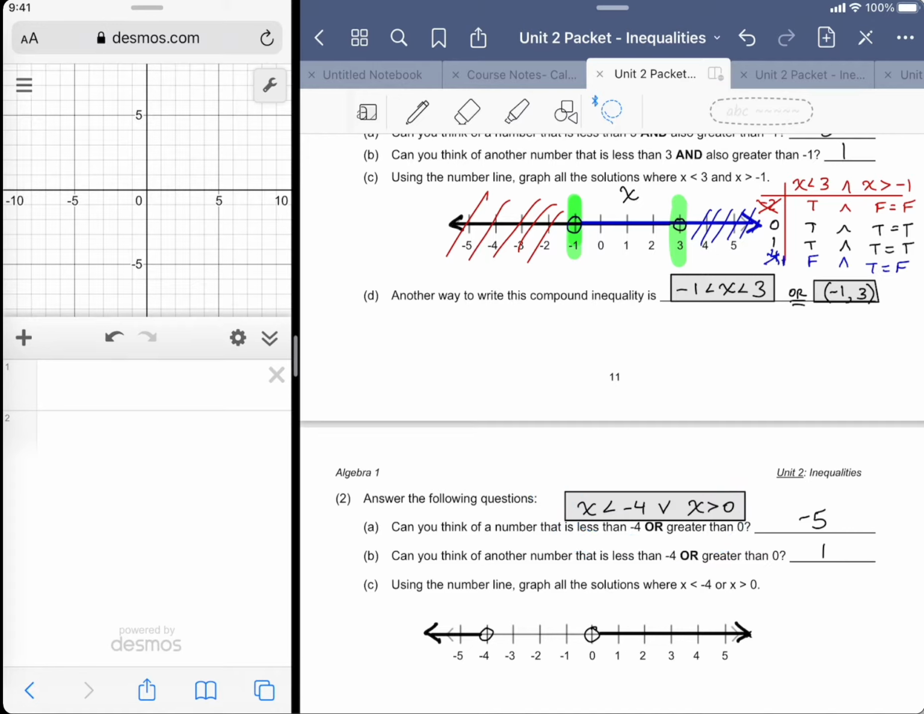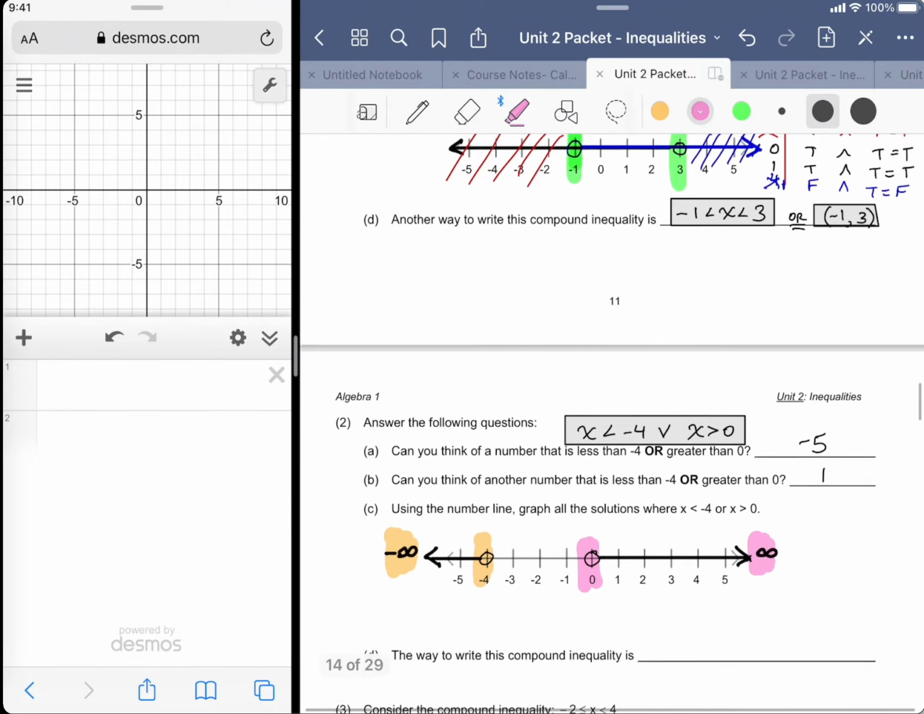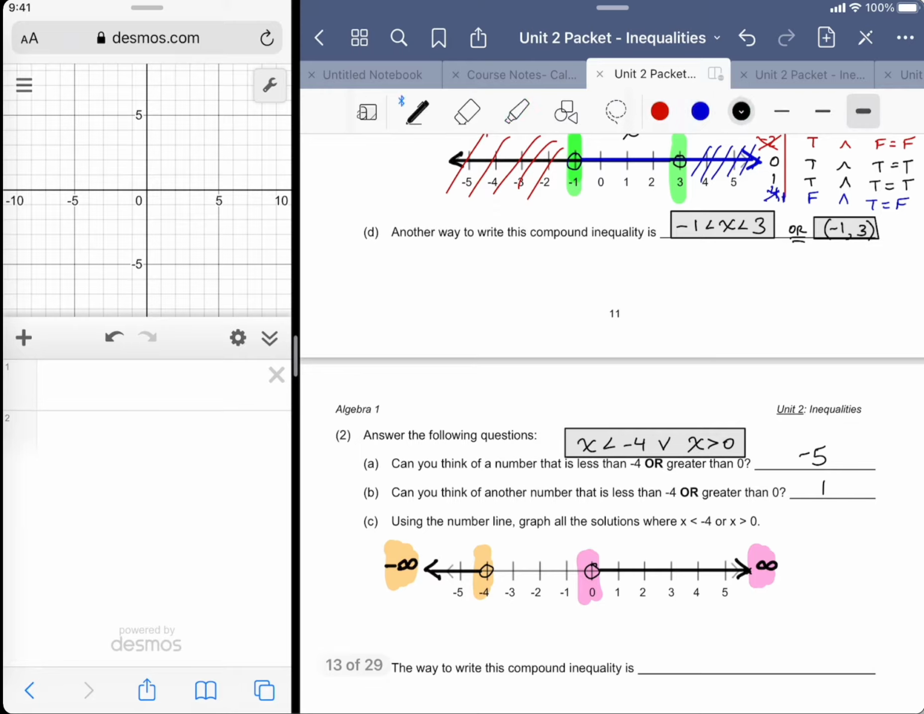Looking at my first interval or my first shaded region, that region starts at -infinity, stops at -4. My second one starts at 0 and stops at +infinity. So I'd say to myself, all right, where does this one start? Where does it stop? Where does this one start? And where does it stop? So the first one, like I said, starts at -infinity, ends at -4.